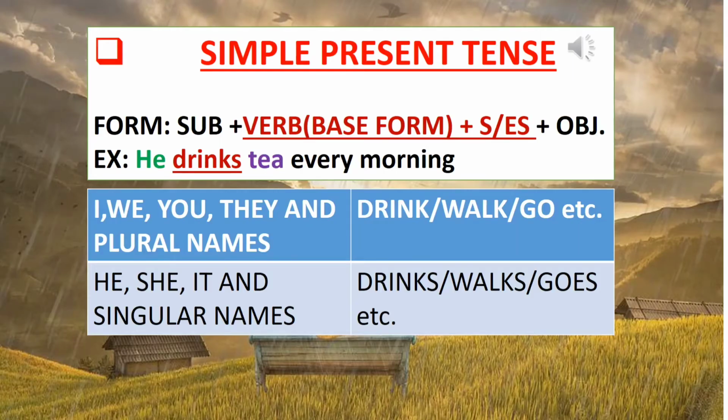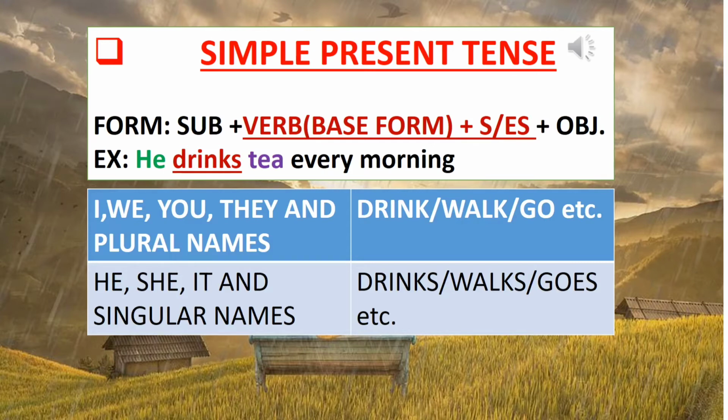Now let us see them in detail one by one. First one is simple present tense. The formula is given here: subject plus the base form of the verb plus s or es plus object. For example, he drinks tea every morning. Here he is the subject, drinks is a verb, and tea is the object.